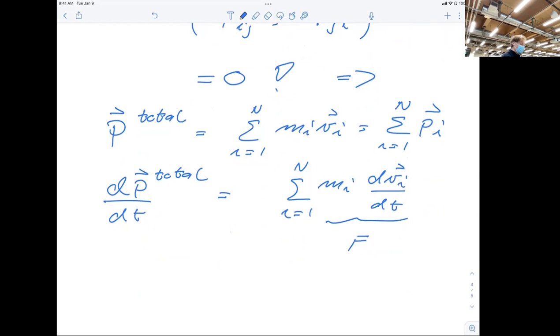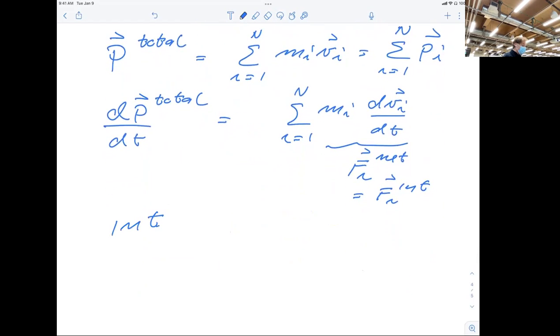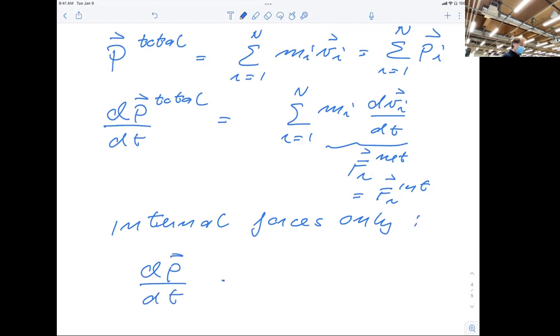So this will be the force on a specific particle, the net force. And in our case, this net force is just equal to the internal forces. So we have made an assumption that there is no external force. If we only have internal forces, what that means is that dP, the derivative of the linear momentum, is actually equal to 0. And this is what we showed on Monday. So I'm just repeating some of the things which we had on Monday.